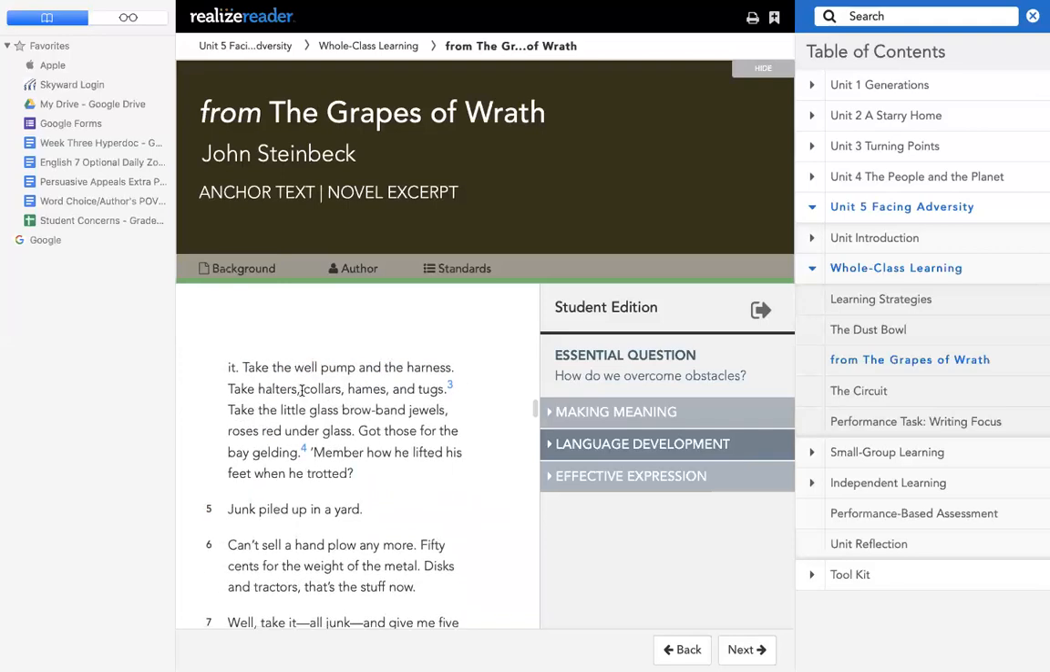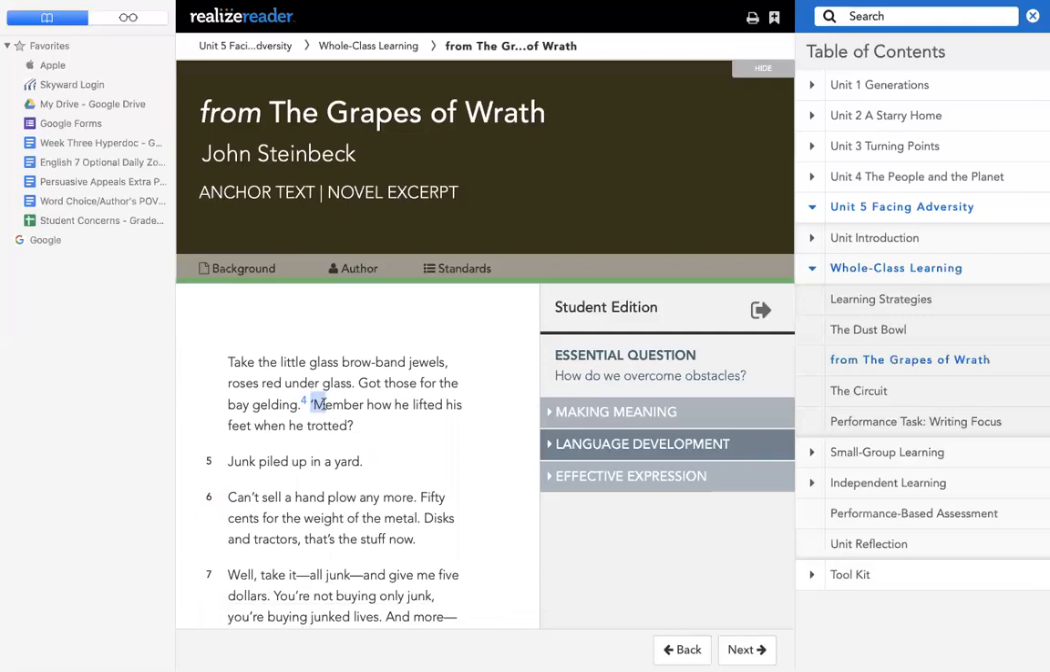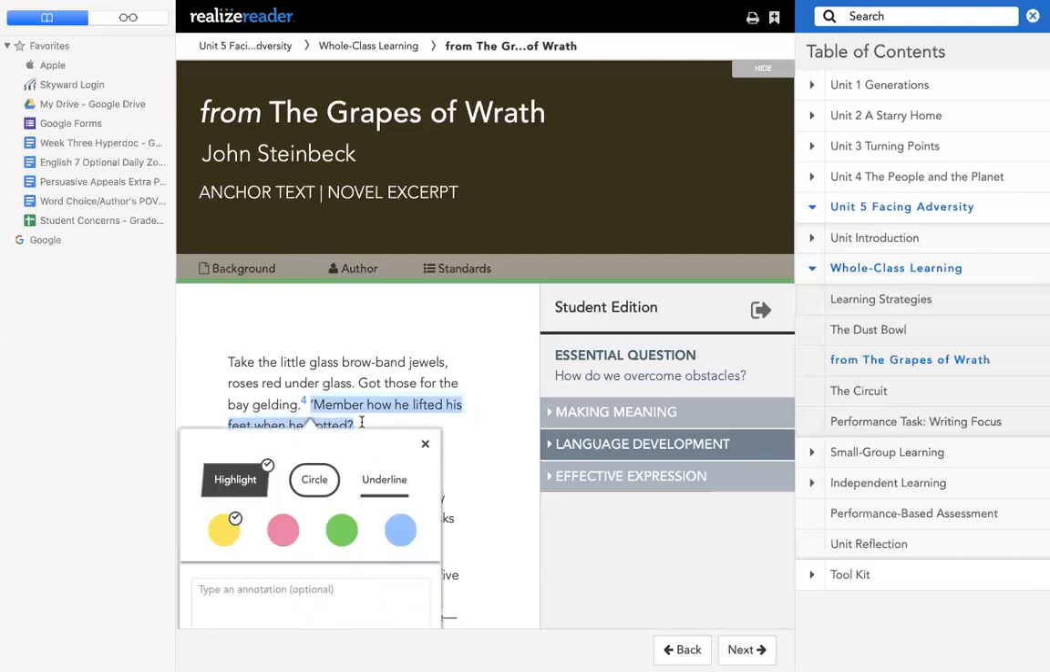And they list some other things at the bottom here they're trying to sell. Then again, we have this idea of remembering the memories and the experiences attached to these items. In this case, they're talking about a horse that they've had to sell.